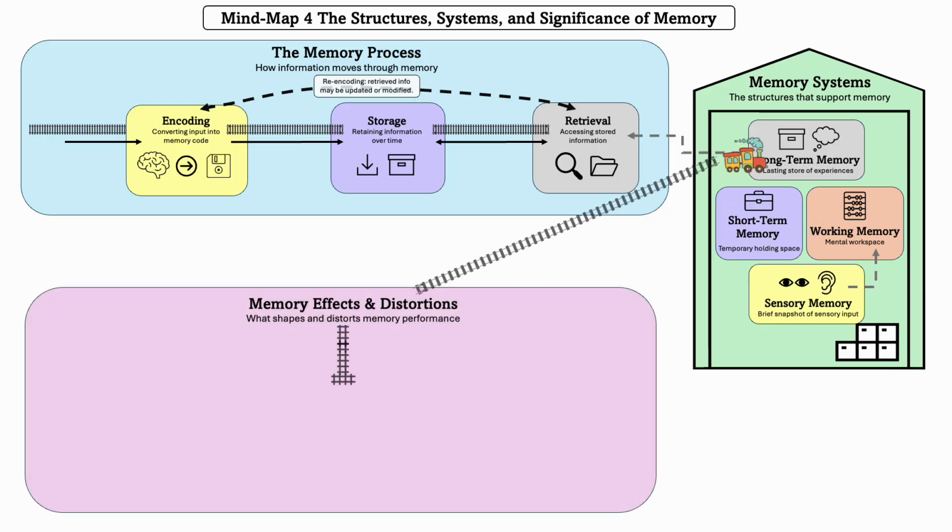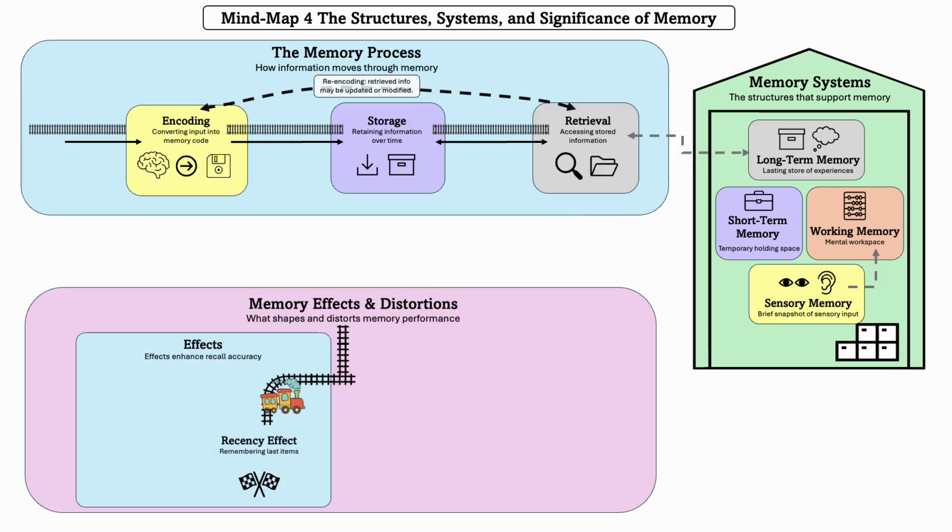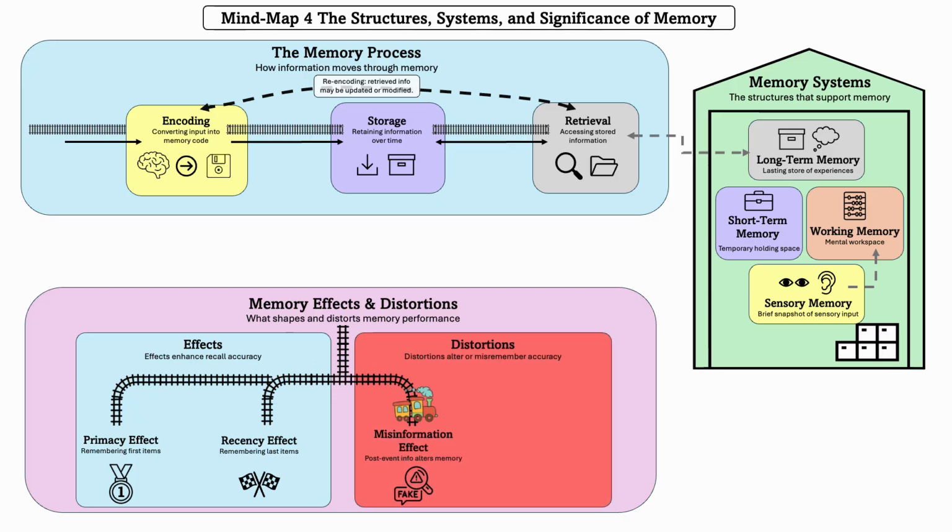Our final region is memory effects and distortions, shown in pink. On the left, effects enhance recall. The recency effect, marked by the finish line flags, helps us remember the most recent items, still active in short-term memory. The primacy effect, with the first place medal, reflects how early items are remembered best because they've been rehearsed into long-term storage. On the right, distortions reveal how memory can mislead us.